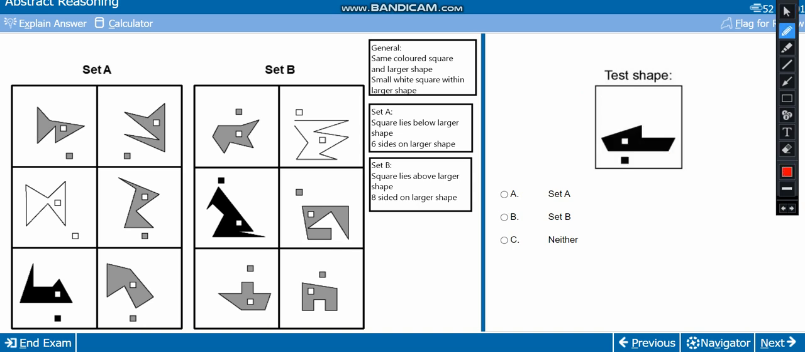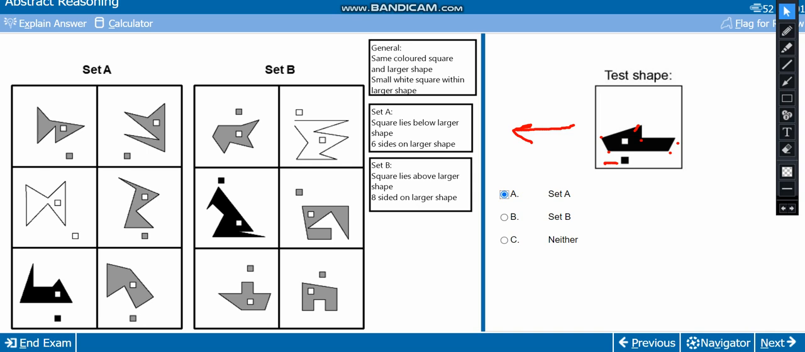And then with this question, again, we see that the square lies below the larger shape, so instantly we're thinking set A, and the shape has 1, 2, 3, 4, 5, 6 sides. That perfectly corresponds to set A. Again, the color of the larger shape, black, the color of the smaller shape, the square, also black.